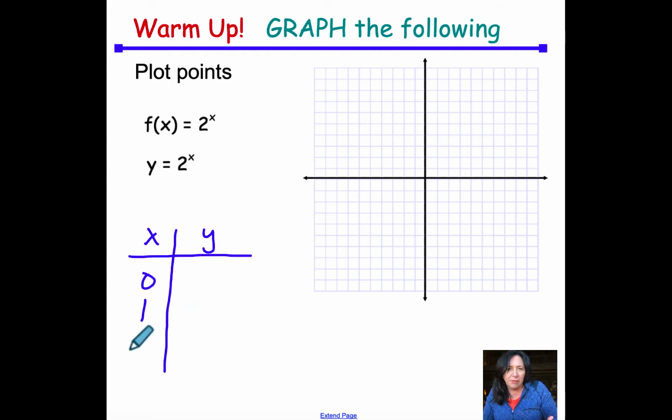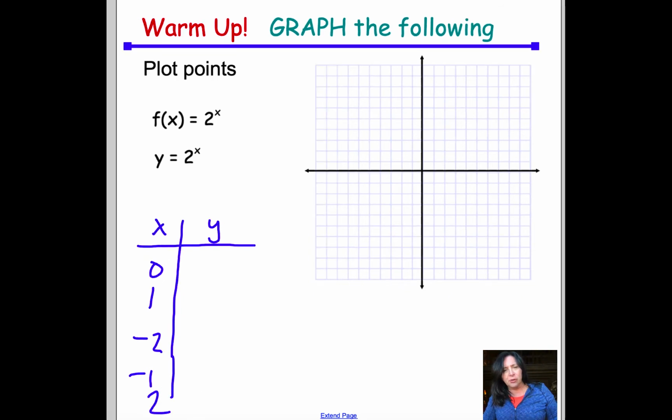So I might pick some values on the opposite side, on the negative side, like -2 and -1. Also might choose 2. And so plotting these points, we're going to plug in 0. So 2 to the 0 power, which is 1. And then I'm going to plot 2 to the 1 power, which is 2.